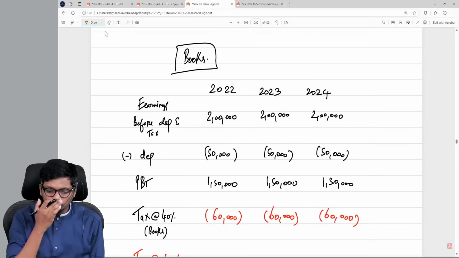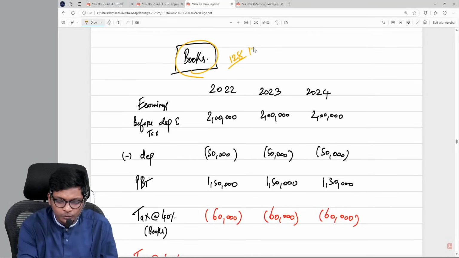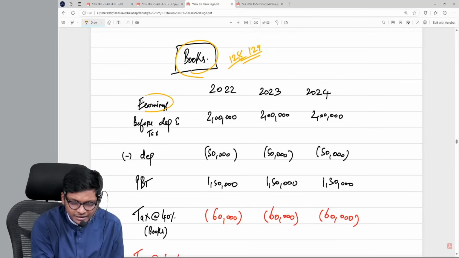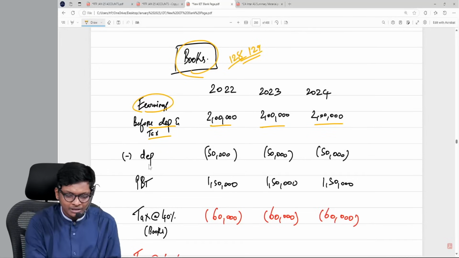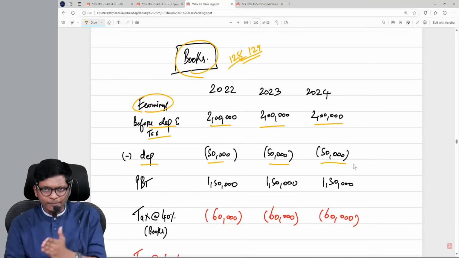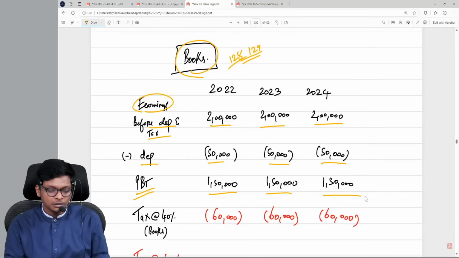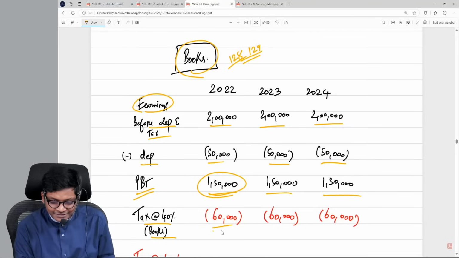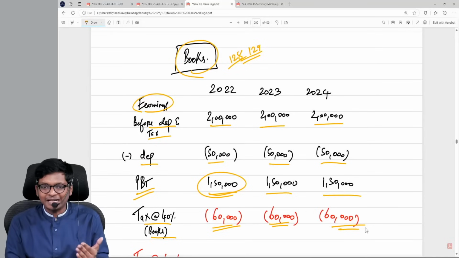So what I have done, in books of accounts, as per sections 128, 129 of the Companies Act, I am preparing a statement for all the 3 years. Earnings before depreciation and tax, 2 lakhs in all the 3 years, given. Less depreciation, we just computed 50k for each year. Profit before tax 1 lakh 50, 1 lakh 50, 1 lakh 50. Less tax at 40%. 40% of 1 lakh 50 will be 60,000. 60,000, 60,000. Correct?